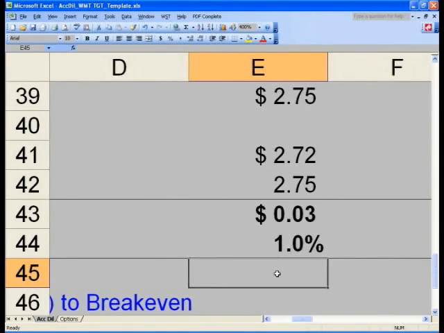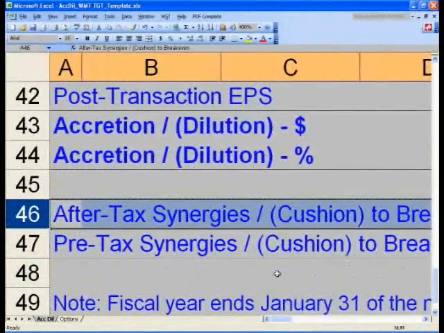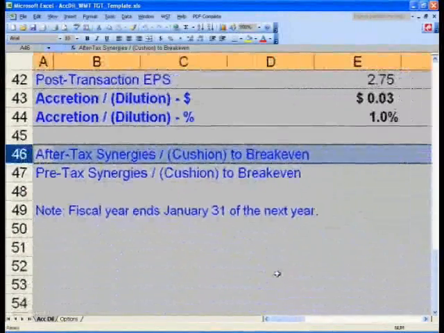Now, let's calculate the after-tax synergies required to break even, or the cushion. What does this mean? That's a mouthful. Let me zoom out so you can see the numbers. What we're saying at this point is the following.